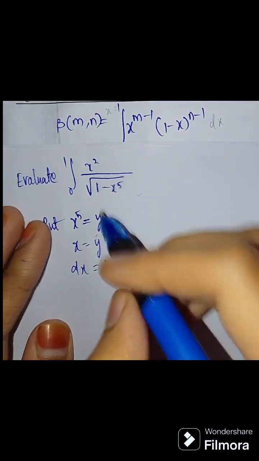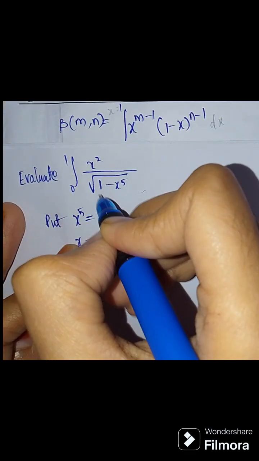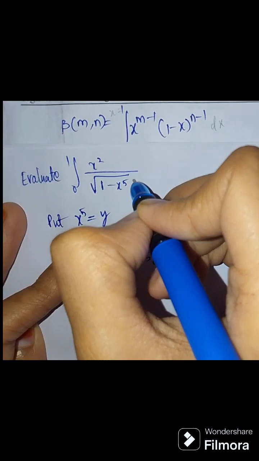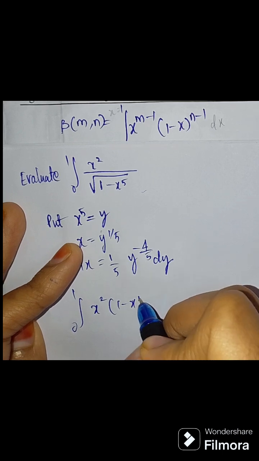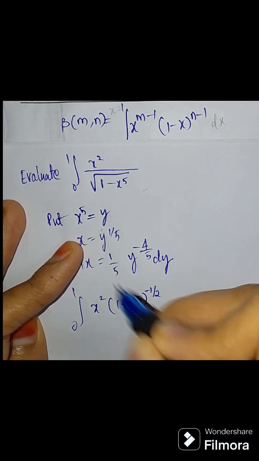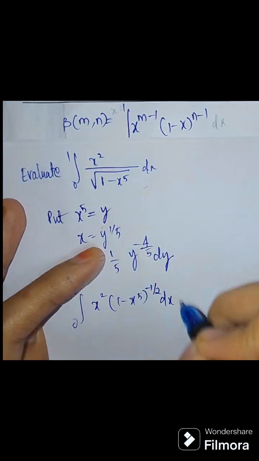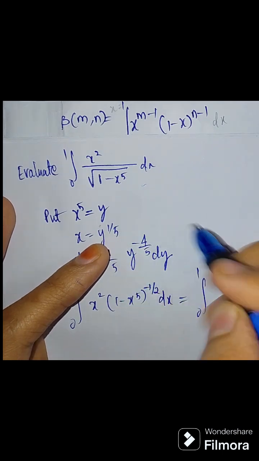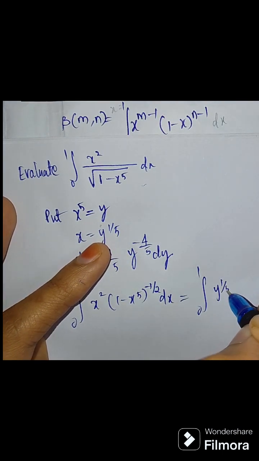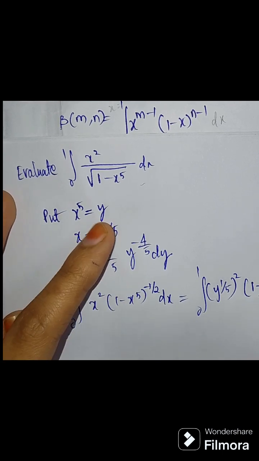Now I'll write this from 0 to 1, x square, taking it up. This is power 1 by 2, so when it goes up, it will become minus 1 by 2, dx. So now this will be from 0 to 1. What is my x? y power 1 by 5. So y power 1 by 5 whole square. 1 minus x power 5 is y, no?